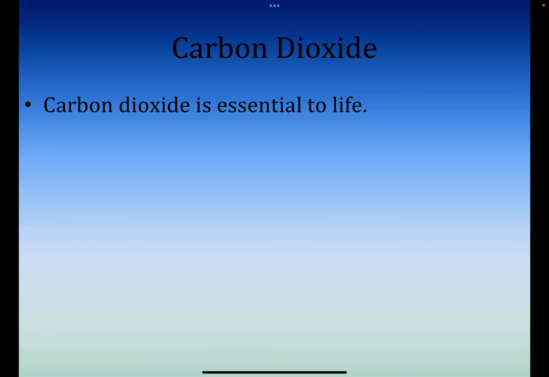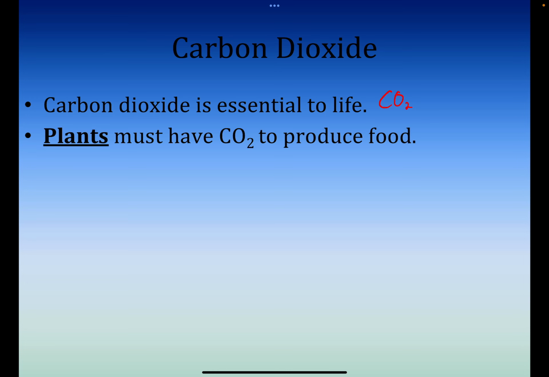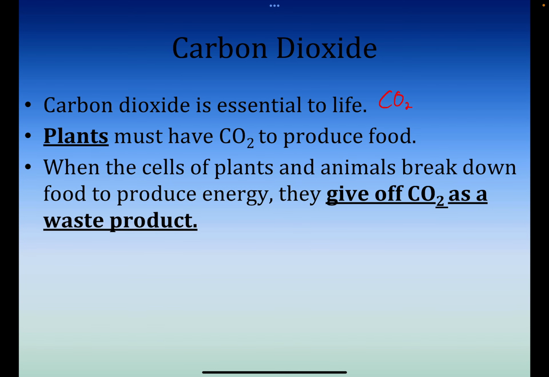All right, so carbon dioxide, this is an element or a molecule that is essential to life. Again, the chemical formula here would just be CO2: 1 atom of carbon, 2 atoms of oxygen. So plants must have CO2 to produce their food. This is the chemical process they go through, like photosynthesis. They take in carbon dioxide, they go through photosynthesis, and they release oxygen, which lets the rest of us keep breathing. So when the cells of plants and animals break down the food to produce energy, they give off CO2 as a waste product.